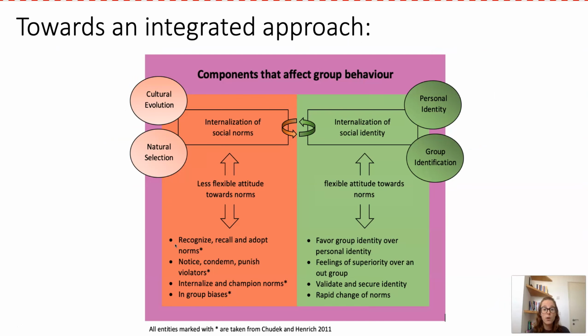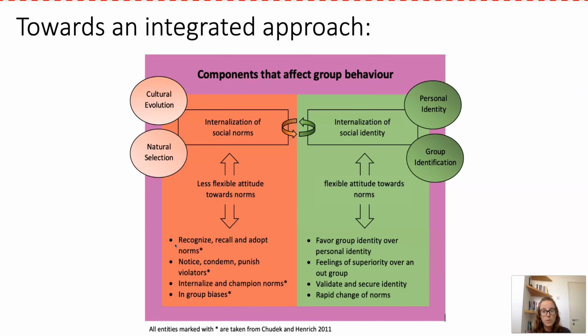Norm psychology accounts focus on social norms and processes of norm internalization, but they give much less attention to individual social identity and group identity. Social identity theory, on the other hand, while concentrating on social identification processes, seems to marginalize the role social norms and norm internalization processes play in people's group behavior, and ignores the evolutionary perspective on how people's attitude towards norms originated and evolved. We suggest that human behavior is shaped by both approaches.